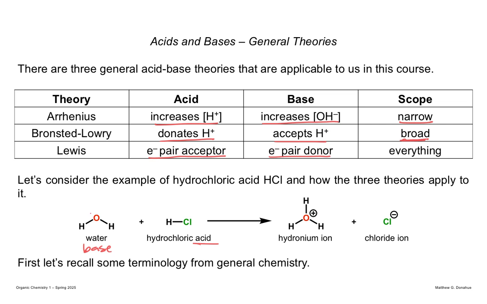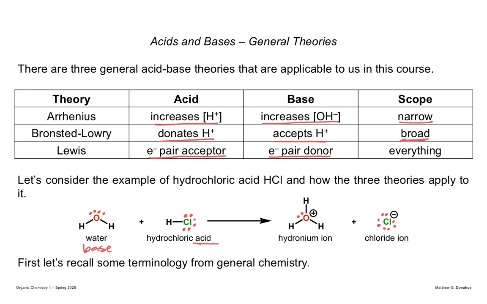I'm going to write these electron pairs in. So water has 2, chlorine has 3. And what I want to show now is how we get to the product side. So when hydrochloric acid and water react, you form hydronium ion and chloride ion. So let's put the lone pairs in. There's 1 on oxygen and then 4 on the chlorine.